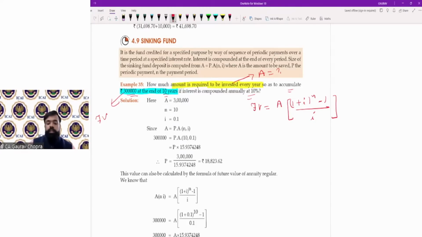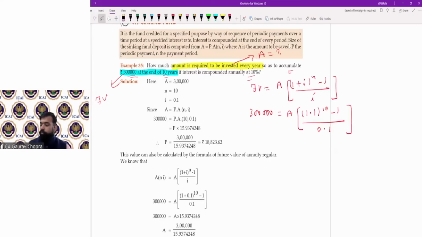Now in this, substitute the value 3 lakh equal to annuity, then 1.1 to the power of 10 minus 1 and then divide by 0.1. Simplify this, you will get the answer. So let's calculate 1.1 to the power of 10. Then minus 1 and then divided by 0.1.